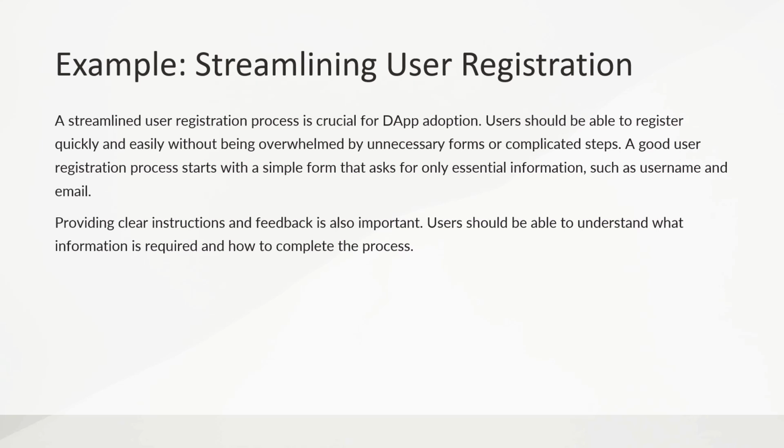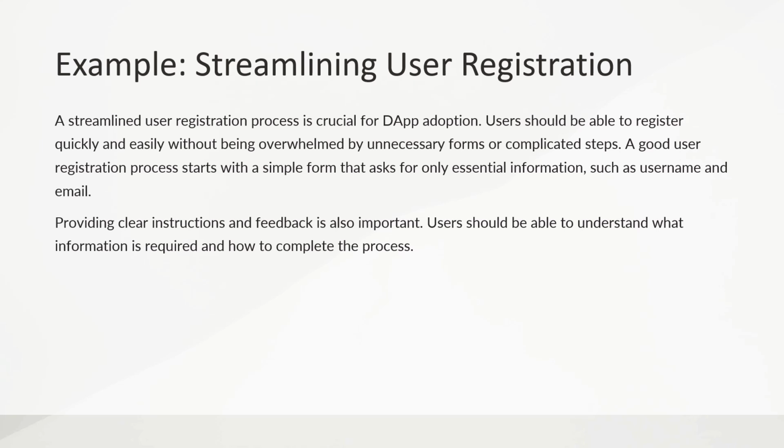A streamlined user registration process is crucial for DApp adoption. Users should be able to register quickly and easily without being overwhelmed by unnecessary forms or complicated steps. A good user registration process starts with a simple form that asks for only essential information such as username and email. Providing clear instructions and feedback is also important.